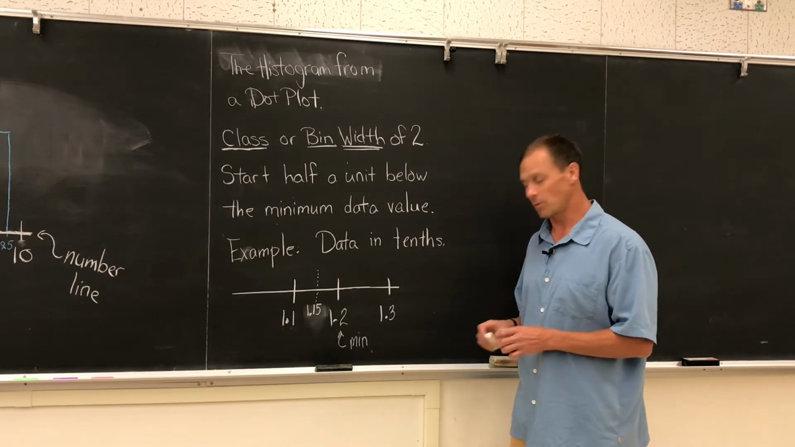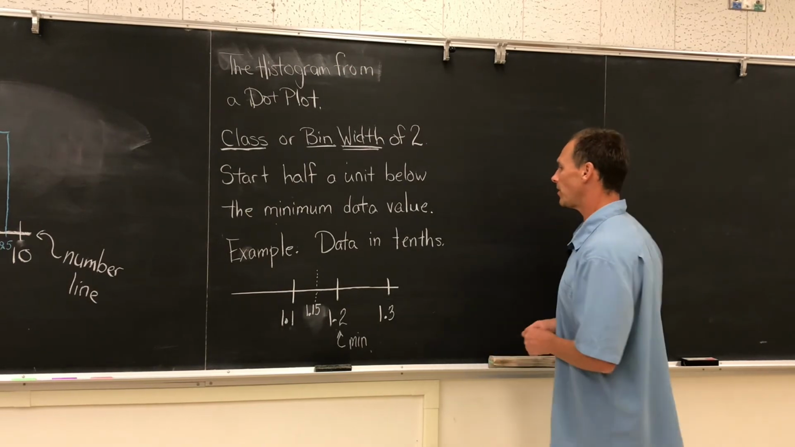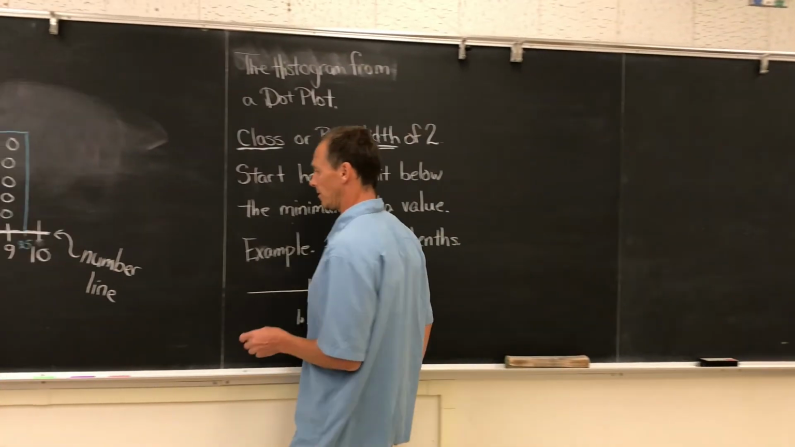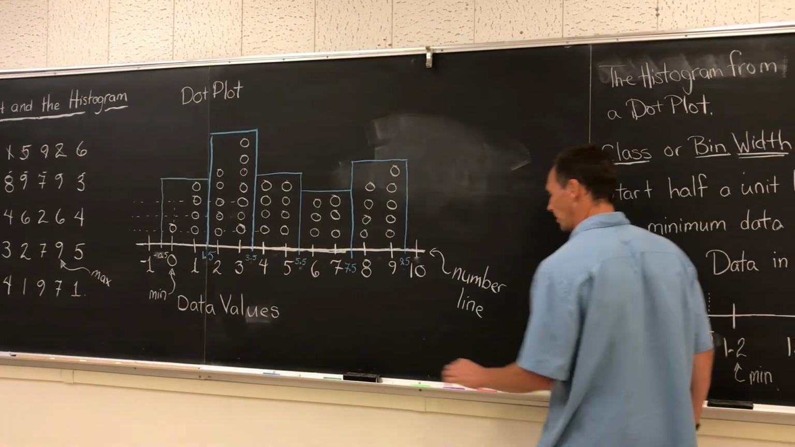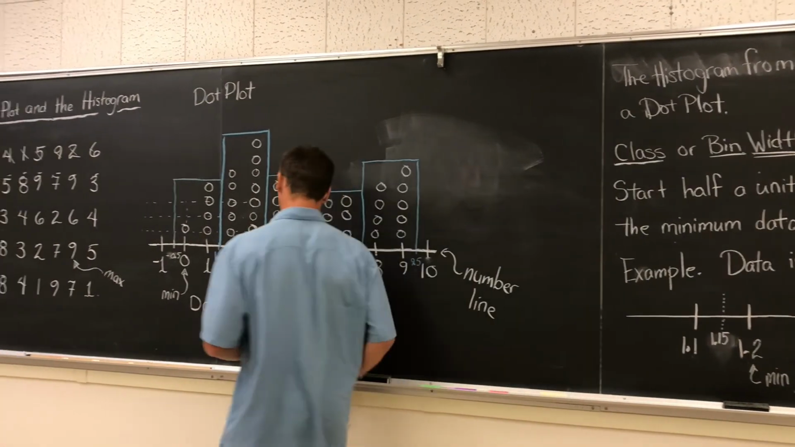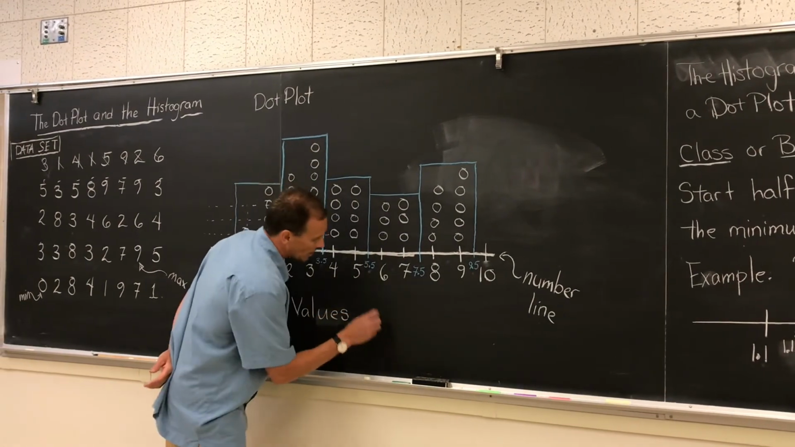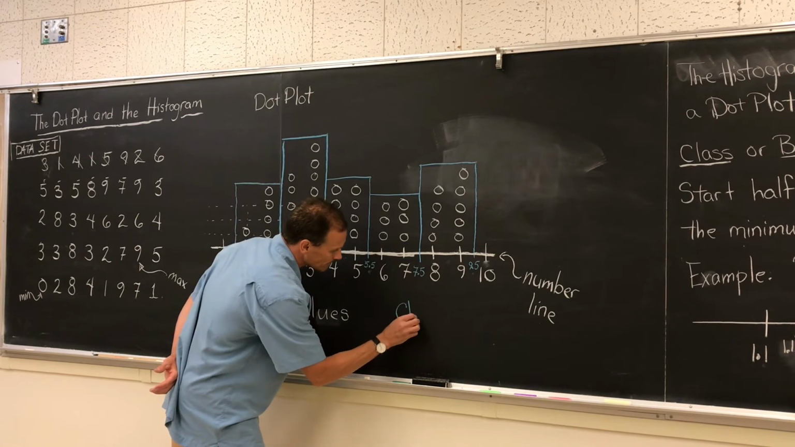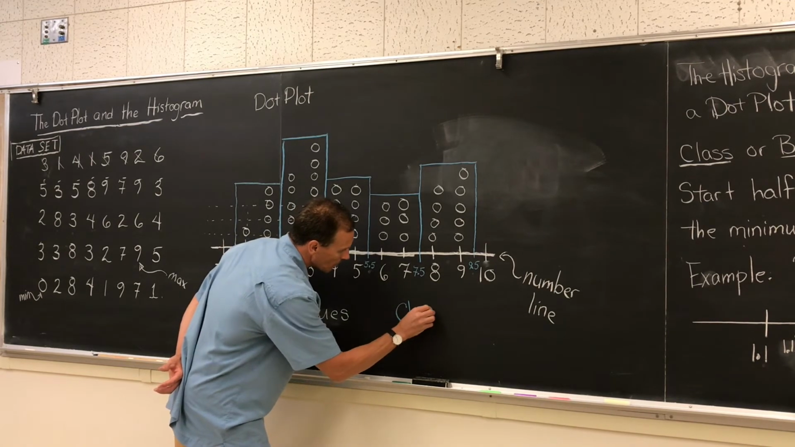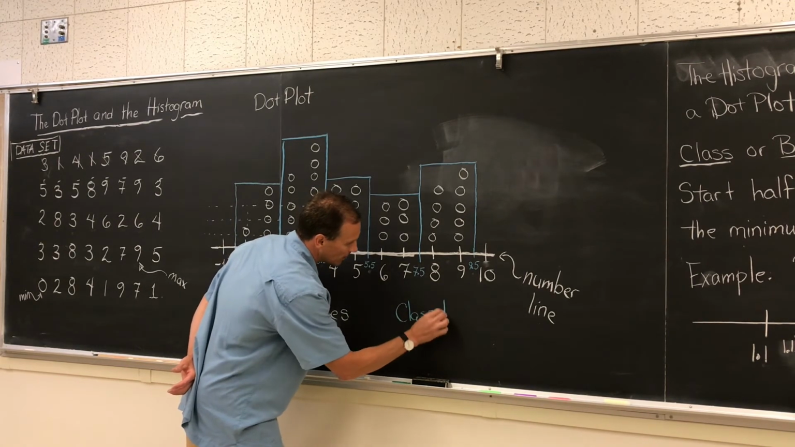So here we go. I think we're ready to make a histogram. These blue numbers here are called class boundaries.